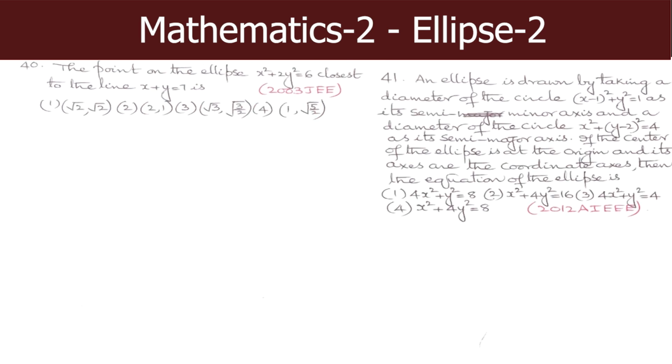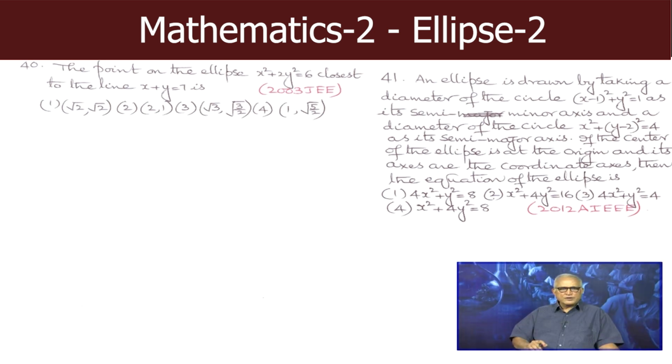Now, Roorkee is a part of IIT. Previously, Roorkee was conducting its examination separately till 2001. After that, it was merged with the IITs. So, question 40: the point on the ellipse x square plus 2y square equal to 6, closest to the line x plus y equal to 7, is.